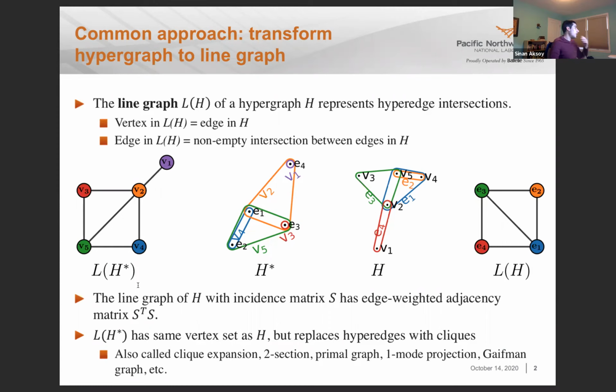Another initial observation to make about this is that the line graph of the dual is really the graph which has the same vertices as the hypergraph, but which replaces hyperedges with cliques, or complete graphs, so to speak. For this reason, this line graph of the dual is often given a special name. It's been called by many different names. Probably the most common is the clique expansion of the hypergraph, but there's a number of other names: the two-section, the primal graph, the one-mode projection, and so on and so forth.